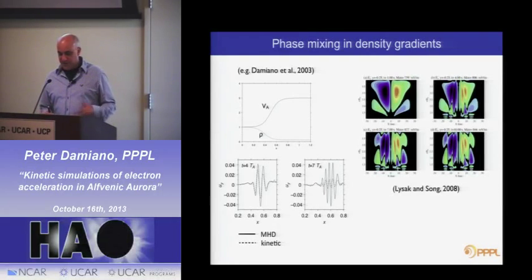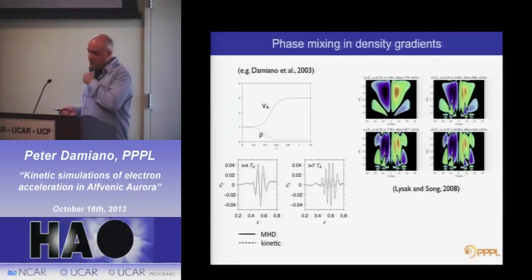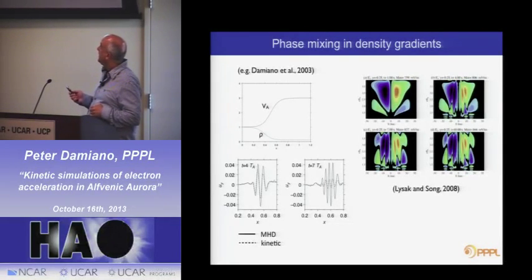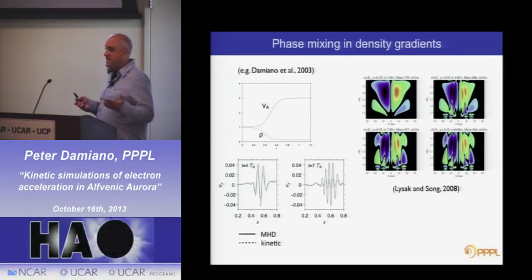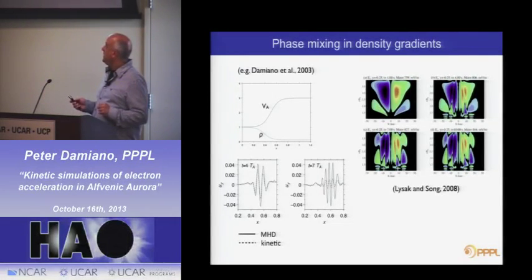I wasn't sure if everyone understood what phase mixing was, so I prepared a slide to illustrate it. If you have a density gradient perpendicular to the field line, you get a gradient in the Alfvén speed. And since omega equals k parallel VA, the frequency of the wave on every field line is slightly different.